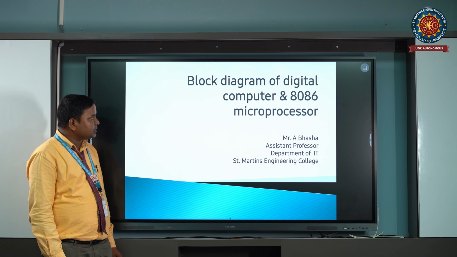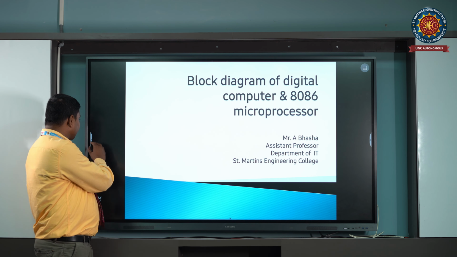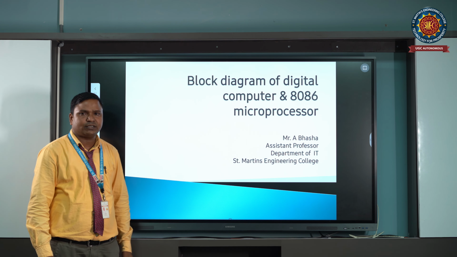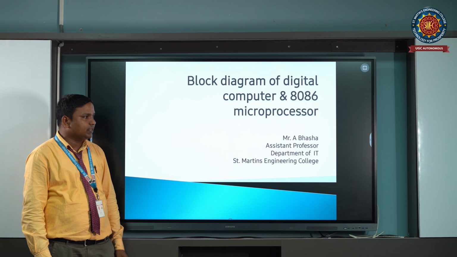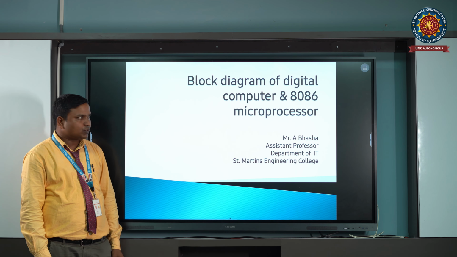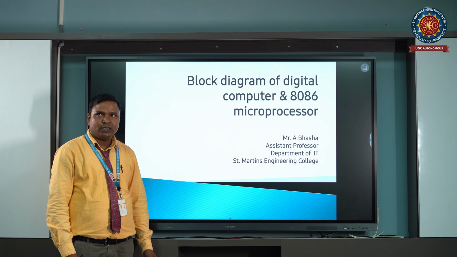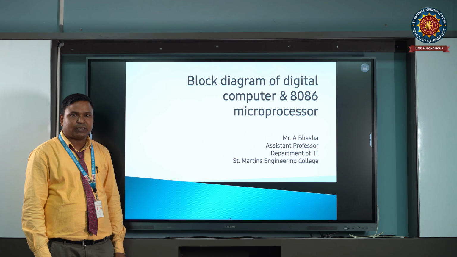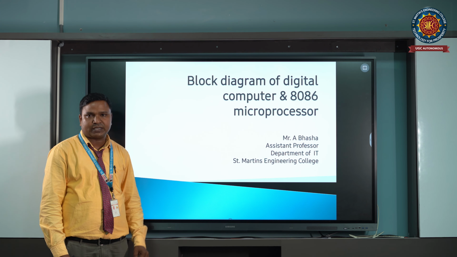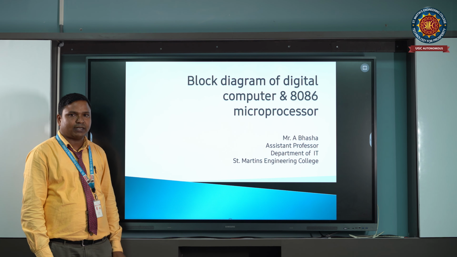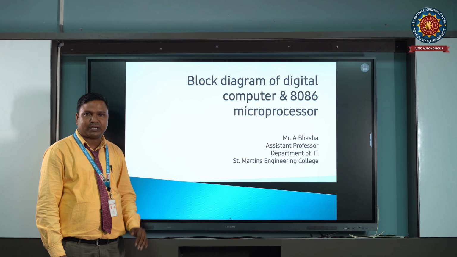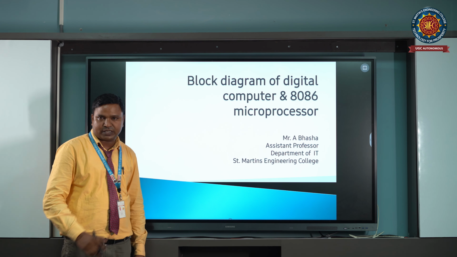First of all, what is computer organization? Computer organization studies the structure and behavior of the computer system as seen by the user. Structure and behavior mean how the internal parts of the computer components function, how they work, and how they are internally connected with each other. We need to discuss this in computer organization.